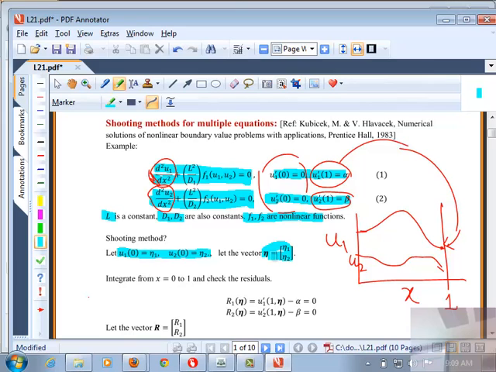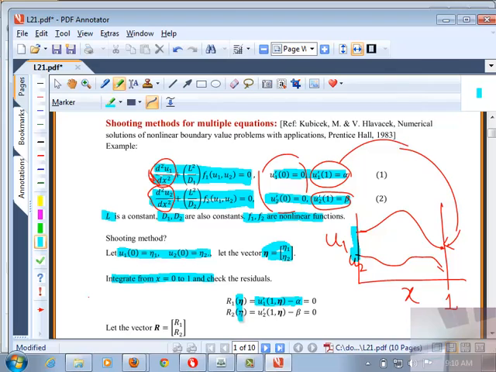Using those guesses, eta 1 and eta 2, at these points, I'm going to integrate from x equals 0 to 1 and check the residual. What is the residual? The residual is the known condition on the right hand side, which is U1 prime evaluated at 1 minus alpha must be equal to 0. That is, U1 prime must be equal to alpha. But I have indicated it in such a way that the residual is a function of eta, because different guesses that I make for eta will give me different residuals. And there is only one value of eta that will make the residual equal to 0 that I need to find out.